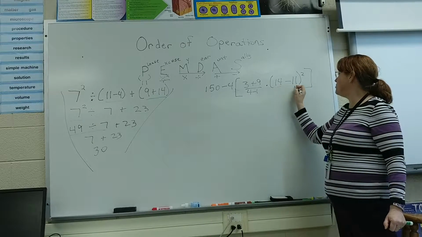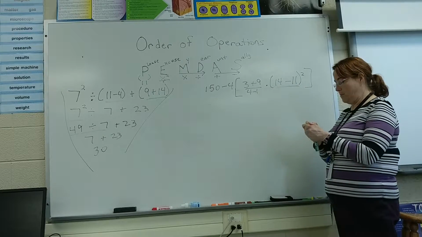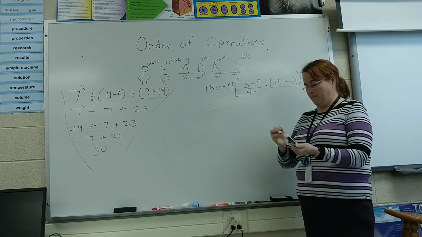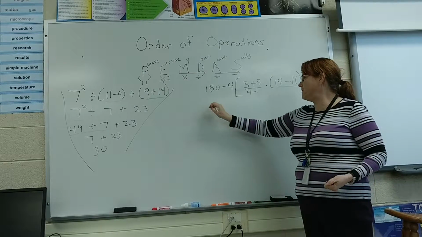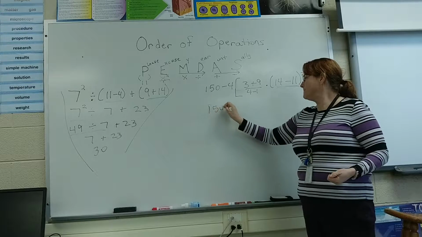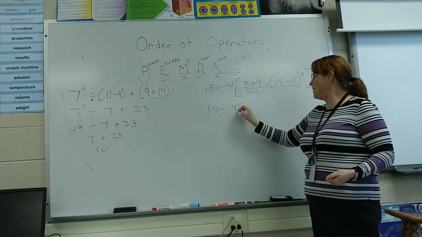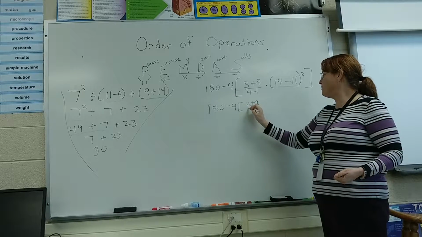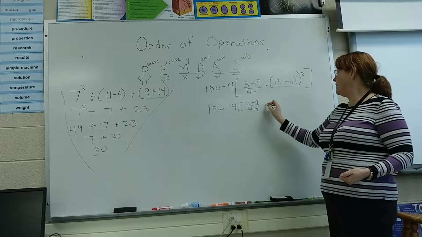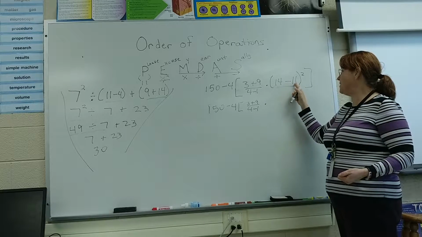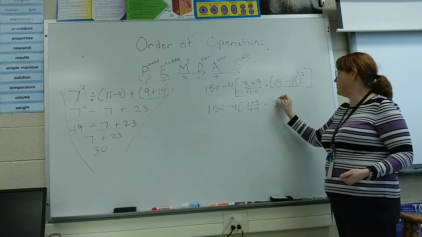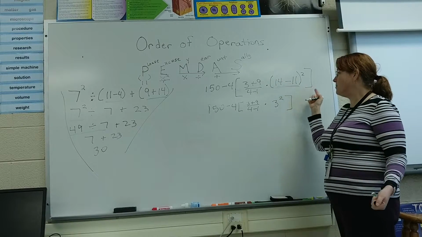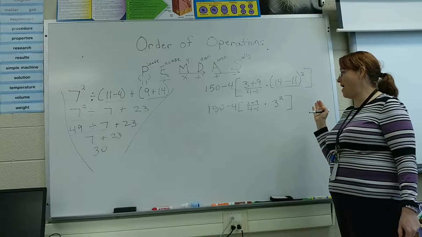So first we have to do this right there. So we just start writing. You have, let's do this in black, you have 150, 4 times the quantity. We're going to keep the 3 plus 9 right now, over 4 minus 1, times 14, take away 11 is 3, and that is squared. We got rid of the inner parentheses, but we still must now do what's inside of the brackets.